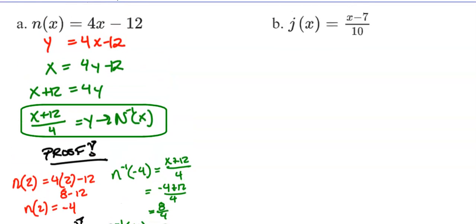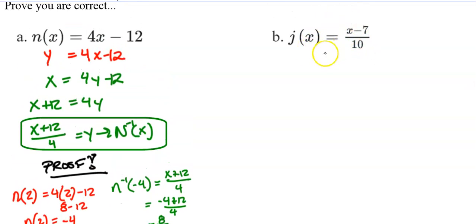Okay, so let's give this one a shot. Now this looks a little funky, but that's okay. So our original function is here. So we're going to switch our x's and y's. So we're going to basically say that x is then equal to y minus 7 over 10. So first we multiply by 10. So we get 10x is y minus 7, doing the inverse.